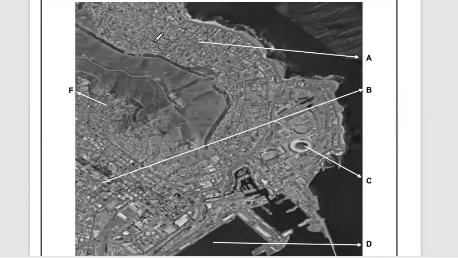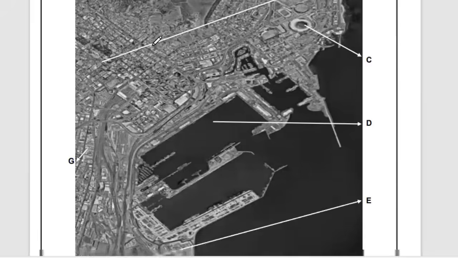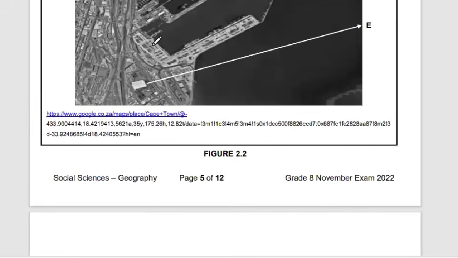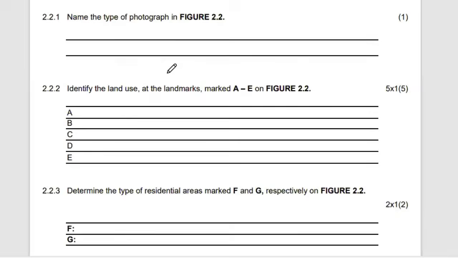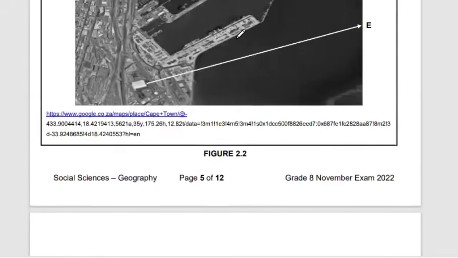Study Fig 2.2 on the next page and answer the questions that follow. Right, this is our Fig. We're going to use this to answer our questions. Right. The first question is saying, name the type of photograph in Fig 2.2. What type of photograph is that one? Right. Our photograph that is indicated here.